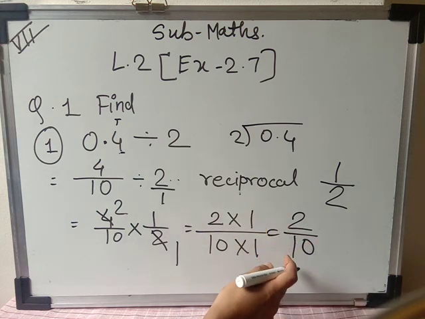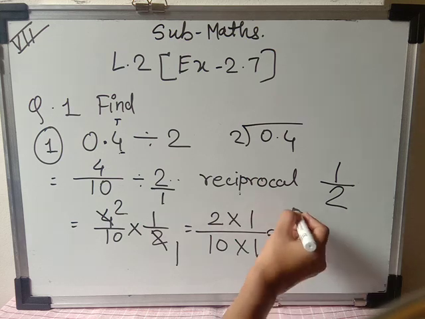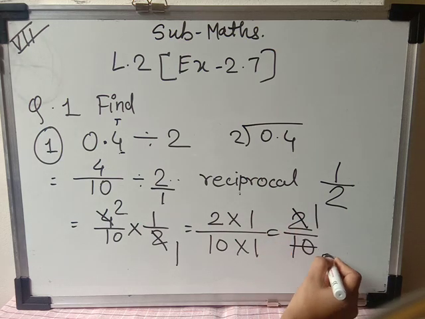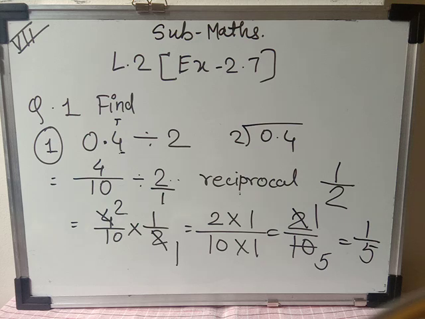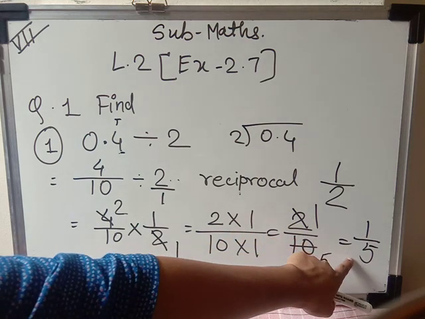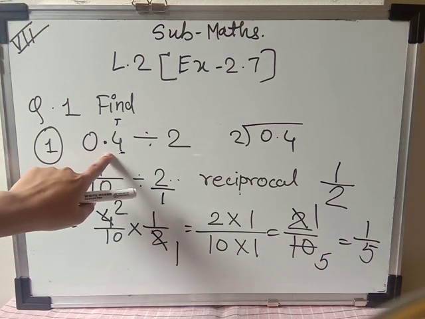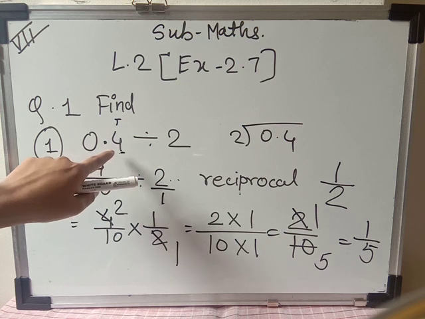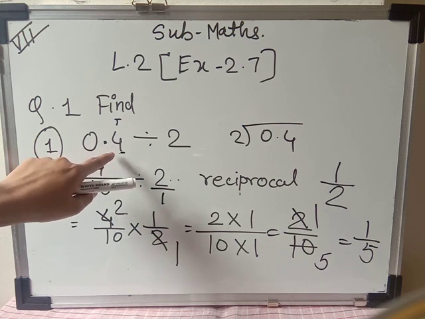Okay, again 2 upon 10 is there. Now both the numbers are divisible by 2, that is 2 ones are 2 and 2 fives are 10. So here 1 upon 5. So here we got the answer, that is 1 upon 5. But we want the answer in decimal form, because here we are doing the division of decimal numbers. So whatever the final answer will come, we have to write that answer in the decimal form.